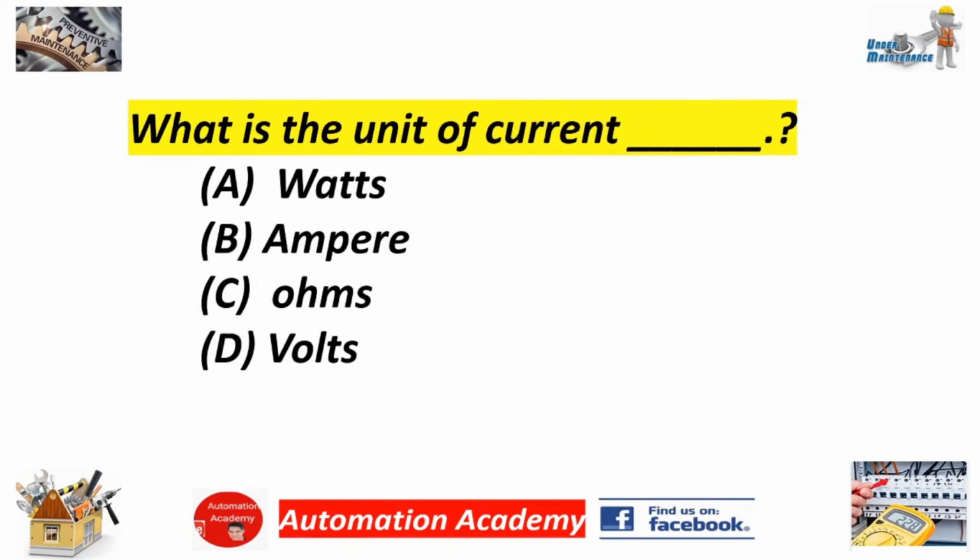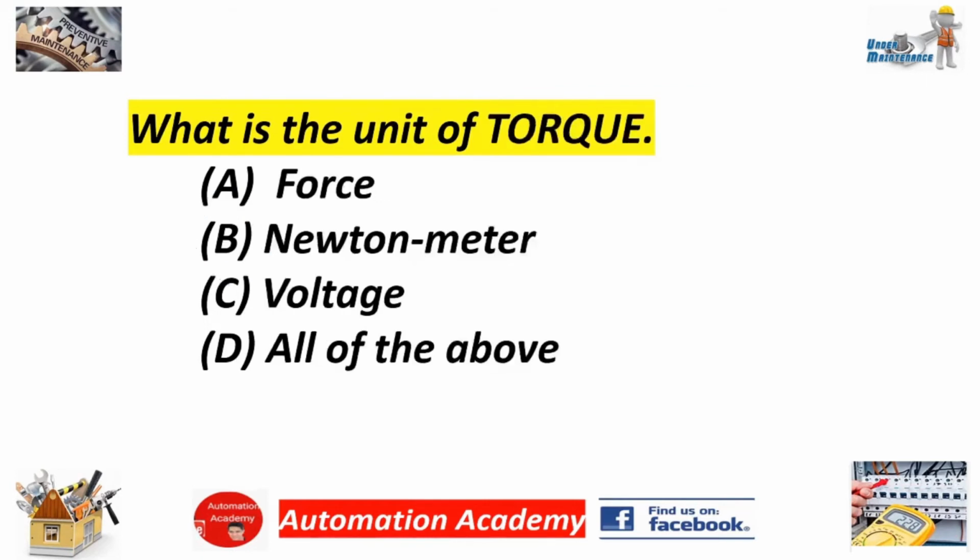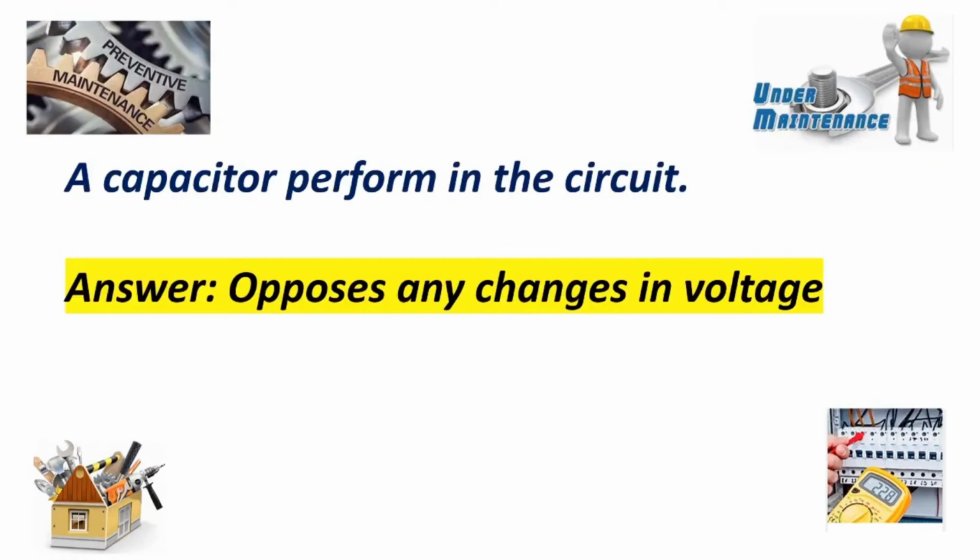Ohms. What is the unit of current? A. Watts, B. Ampere, C. Ohms, D. Volts. Answer B, Ampere. What is the unit of torque? A. Force, B. Newton meter, C. Voltage, D. All of the above. Answer B, Newton meter. A capacitor performed in the circuit. Answer: opposes any changes in voltage.